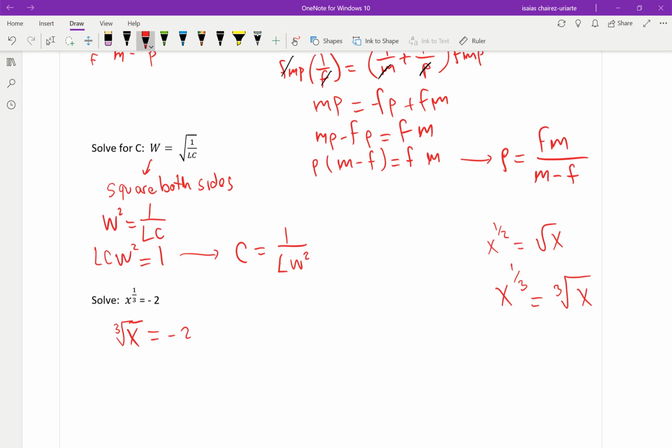And so then how do I get rid of a cubic root? It turns out that in order to get rid of a cubic root, one thing I could do is raise everything to the third. And so then this becomes just x equals, and then -2 times -2 times -2, that's going to be -8.